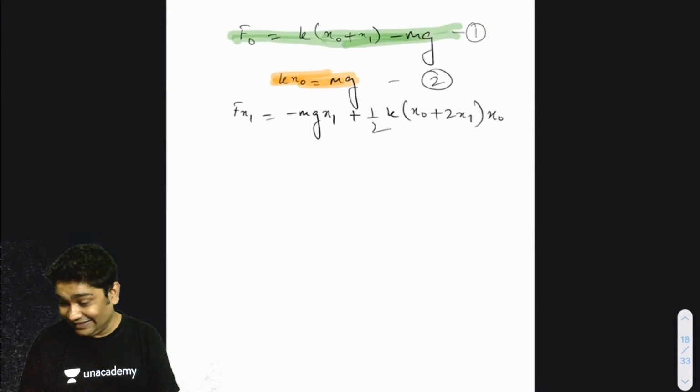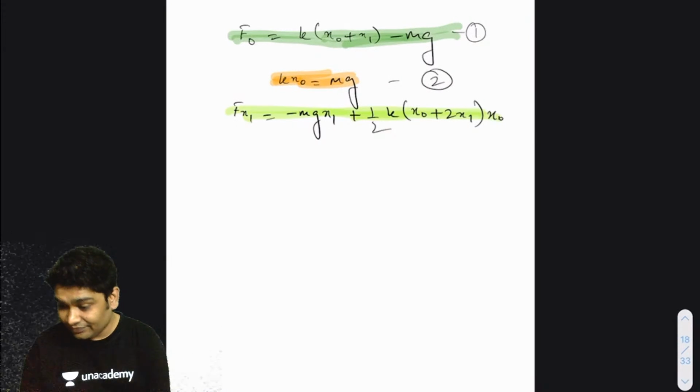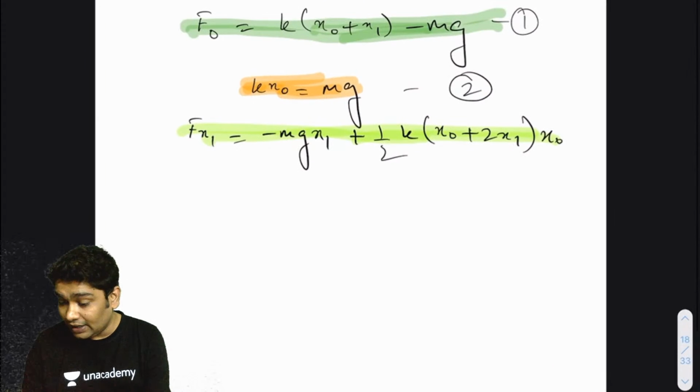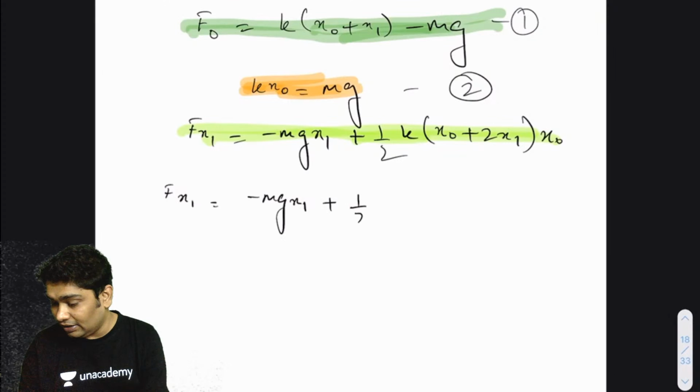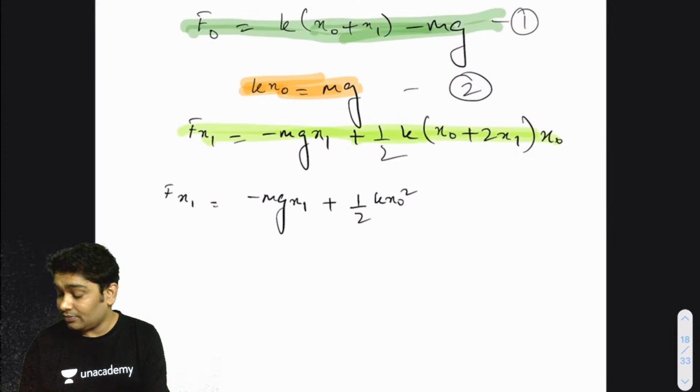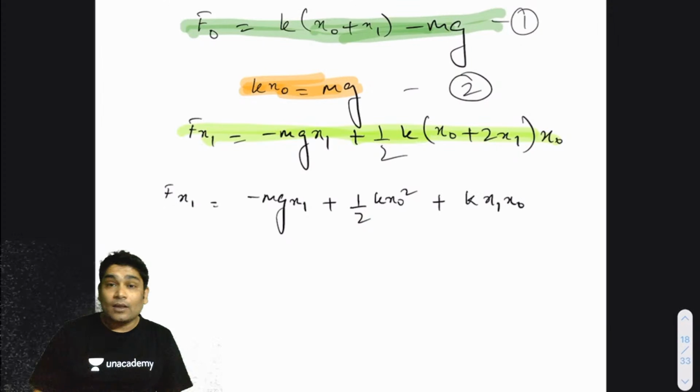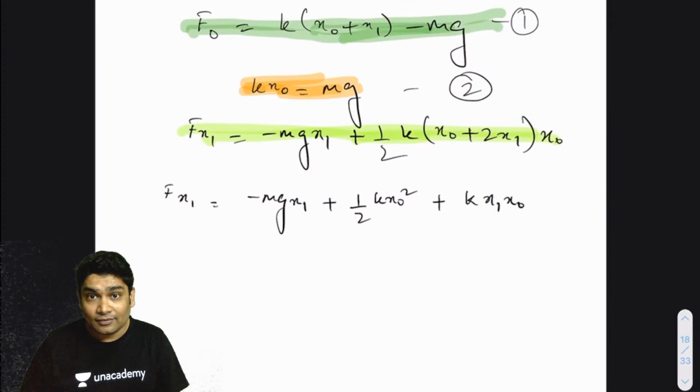All right. So this is the third equation. Now let's just solve these and find the value. From here I can write F x1 would be equal to, and let's open these brackets, minus mg x1 plus half k x naught square, and then plus k x1 x naught. Fine till here.